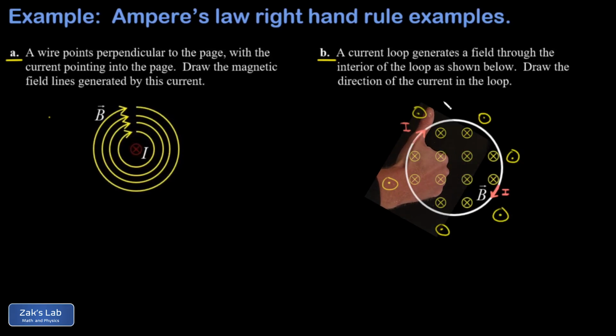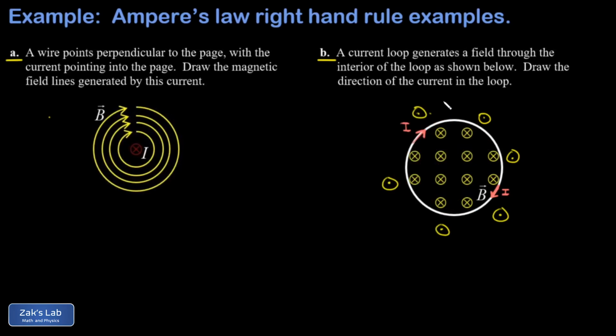But outside of this loop, we should have magnetic field lines pointing out of the page. Just to be extra sure, we apply the right-hand rule to a different spot on the loop, and I stick my thumb in the direction of the current, wrap my fingers around, and again, my fingers dive into the page inside the loop, and they come back out of the page when I'm outside of the loop. So we've got our current in the right direction.